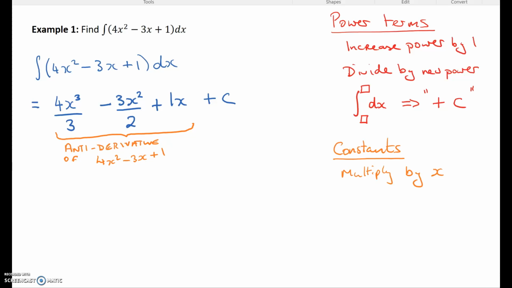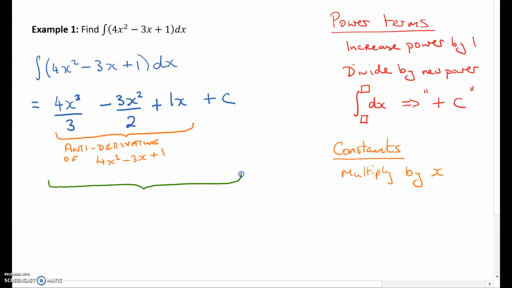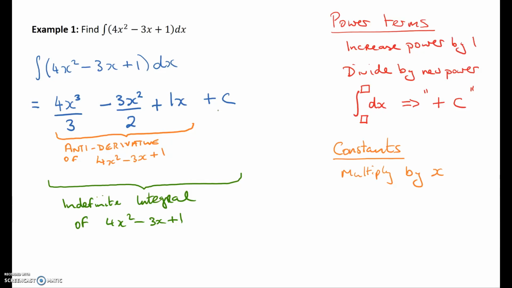Now if we take the whole thing, and people could argue about this because it's a fairly tenuous definition, we could call it the indefinite integral of 4x squared minus 3x plus 1. People might disagree over this, and it's not a huge thing, but when we talk about an antiderivative, I tend not to include the plus c. If we talk about an indefinite integral, I include the plus c, but that's all there is to it. Don't make it any more complicated than that. Okay, there you go, that's number 1.